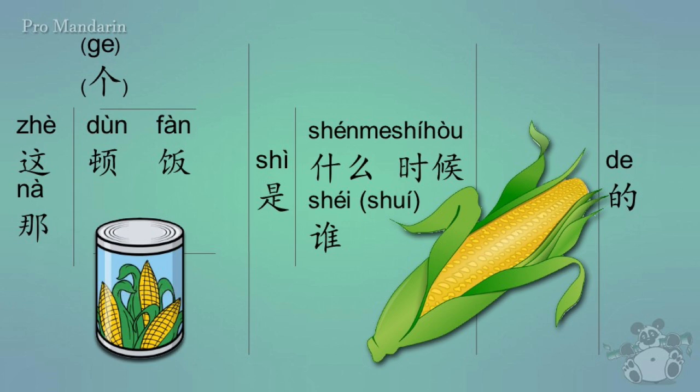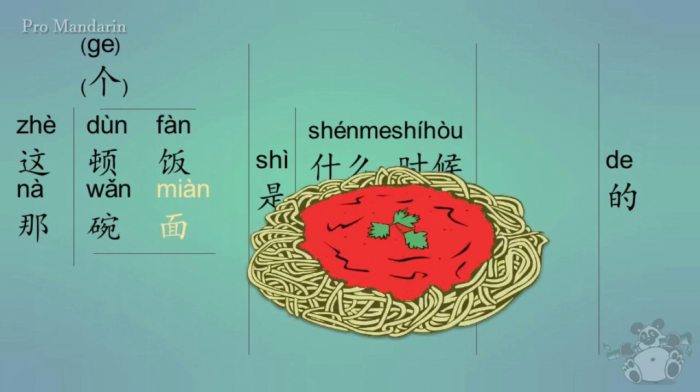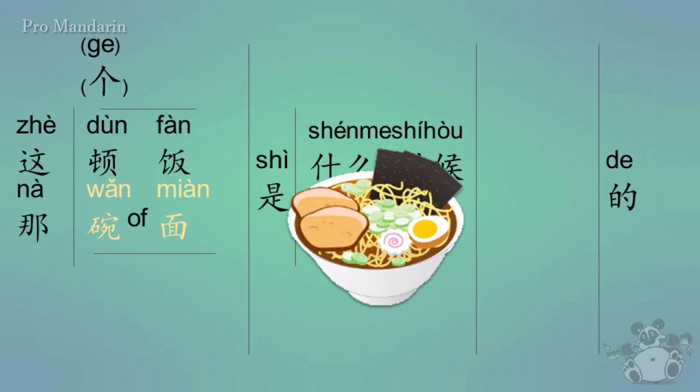So with that, the next classifier is 碗, which means bowl, and then 面, in this case, means noodles. 面 also has other meanings that has nothing to do with food. But if you were to say something like 这碗面, then you're saying this bowl of noodles. So then it'd be very clear what you're getting at. So again, the way you could think of it is 碗 of 面, or in other words, bowl of noodles.